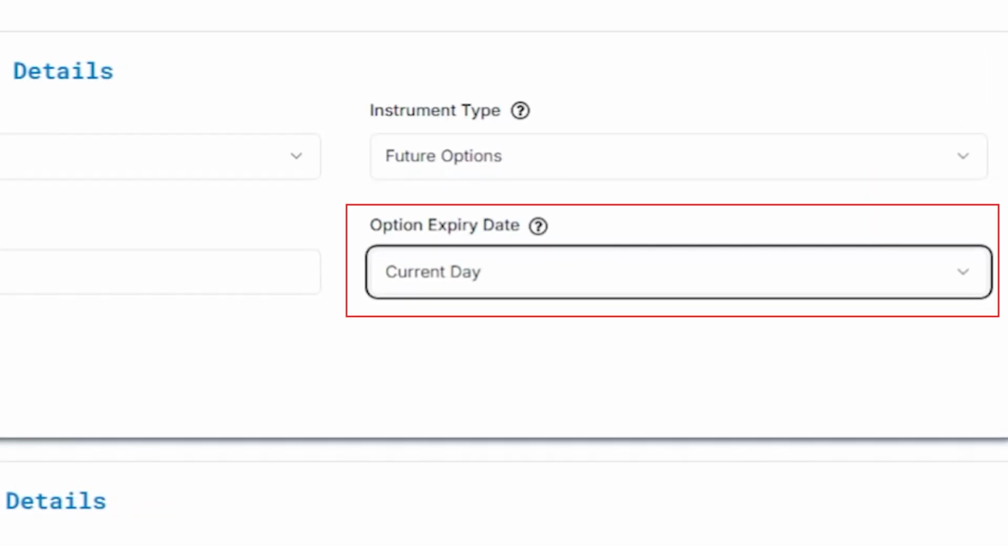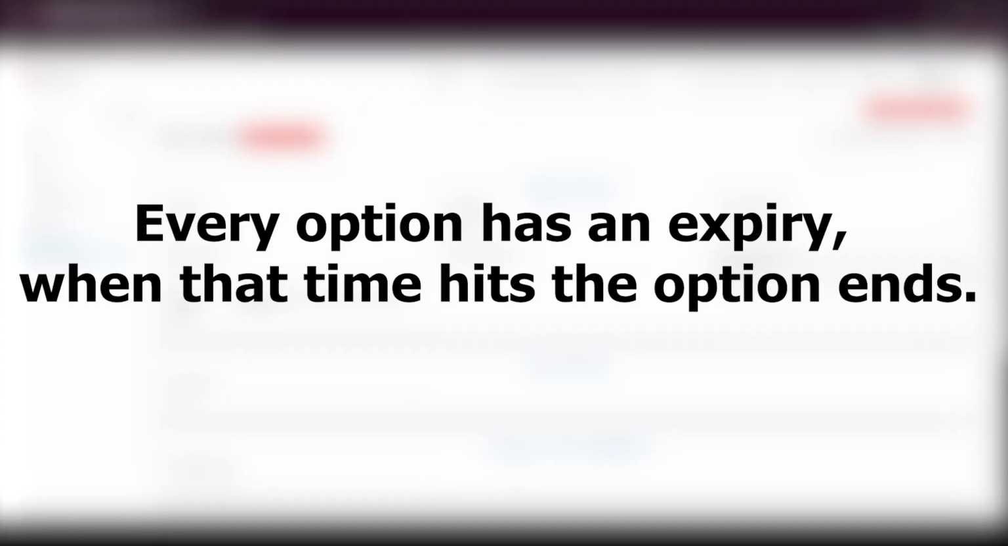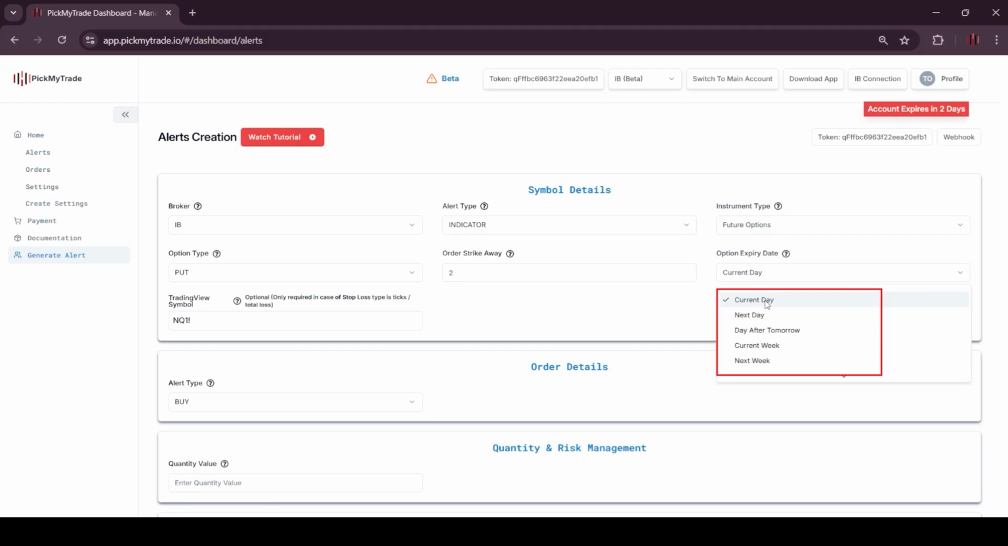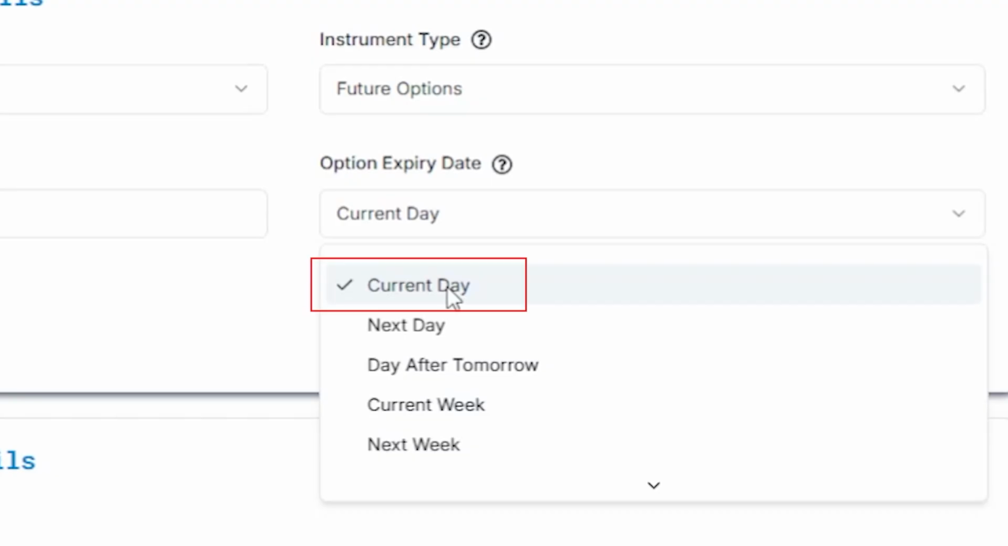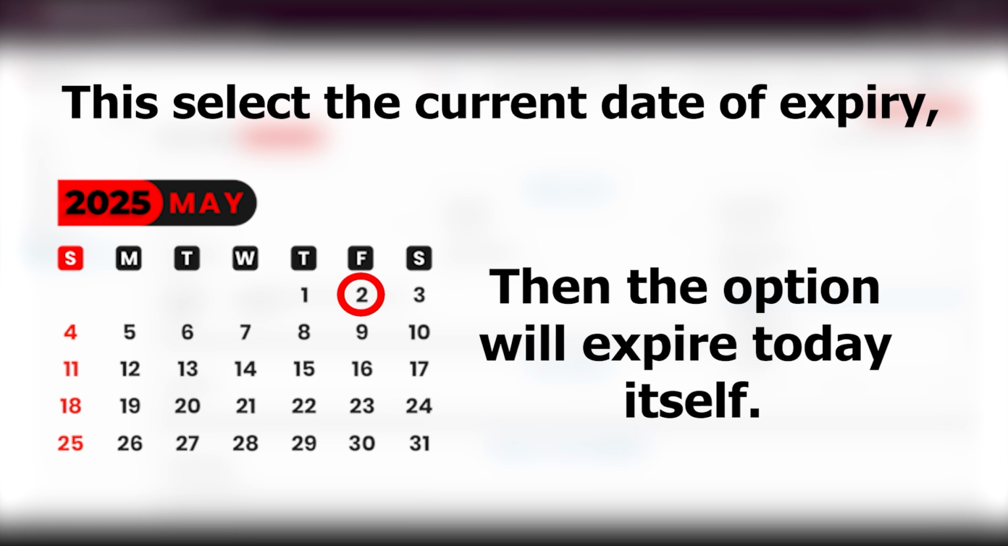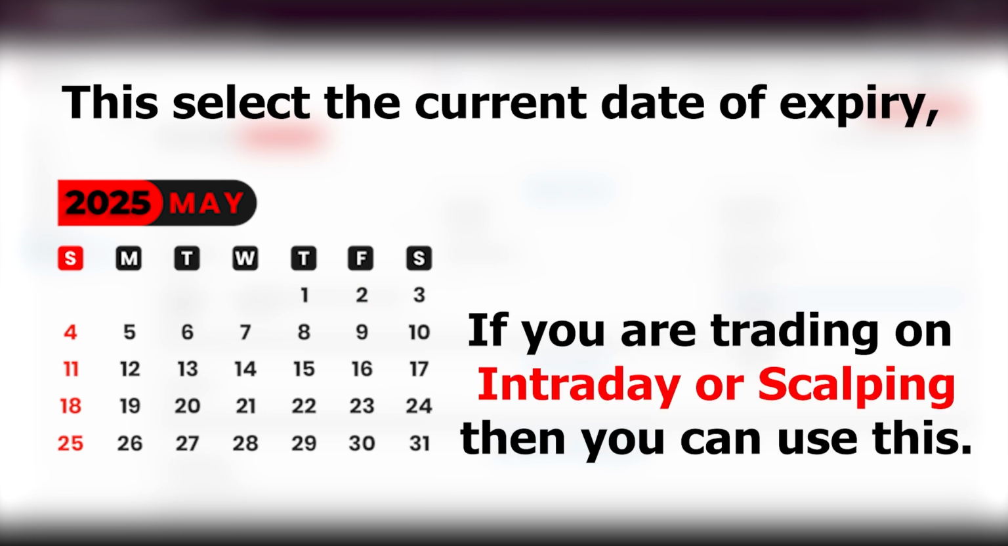Now we will learn about the option expiry date. Every option has an expiry, and when that time hits, the option ends. Let's break down each setting. The first option here is the current day. This selects the current date as expiry, meaning if today is the 2nd of May, then the option will expire today itself. If you are trading on intraday or scalping, you can use this.